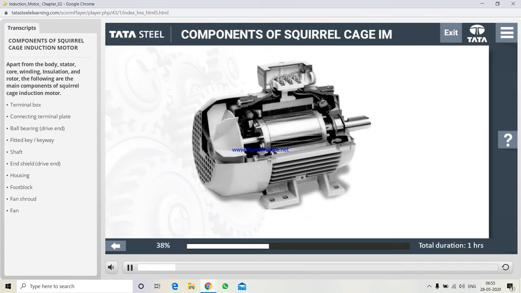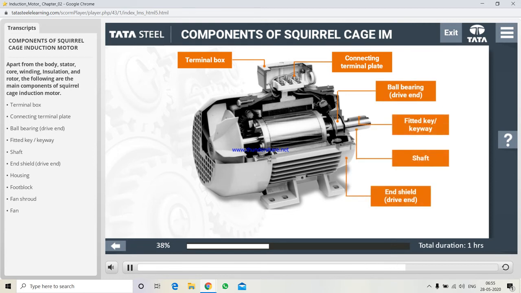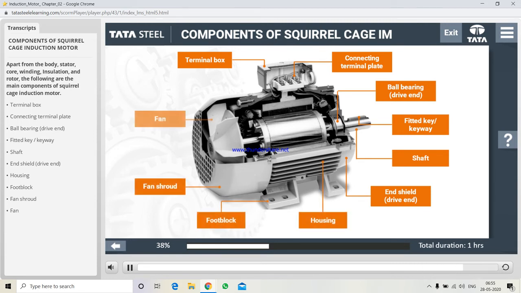Apart from the body, stator core, winding, insulation and rotor, the following are the main components of a squirrel cage induction motor: terminal box, connecting terminal plate, ball bearing, drive end, fitted key or keyway, shaft, end shield, drive end housing, foot block, fan shroud, fan.